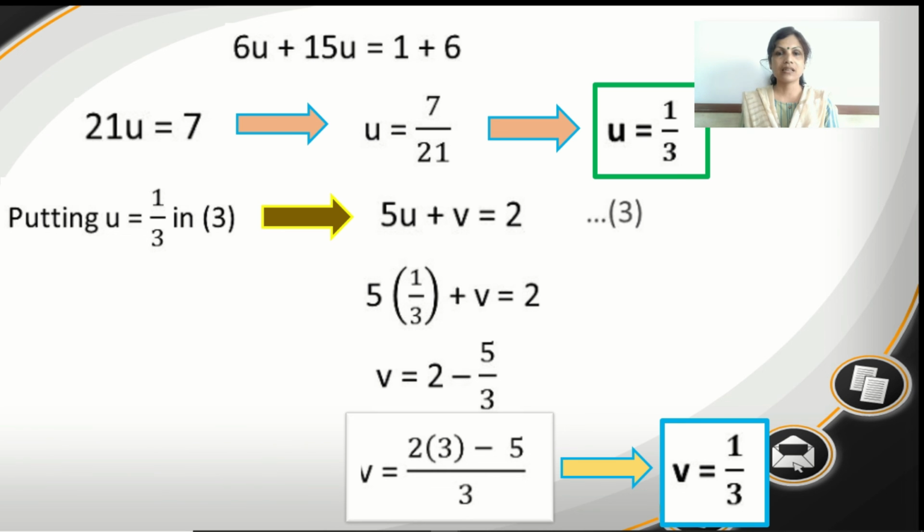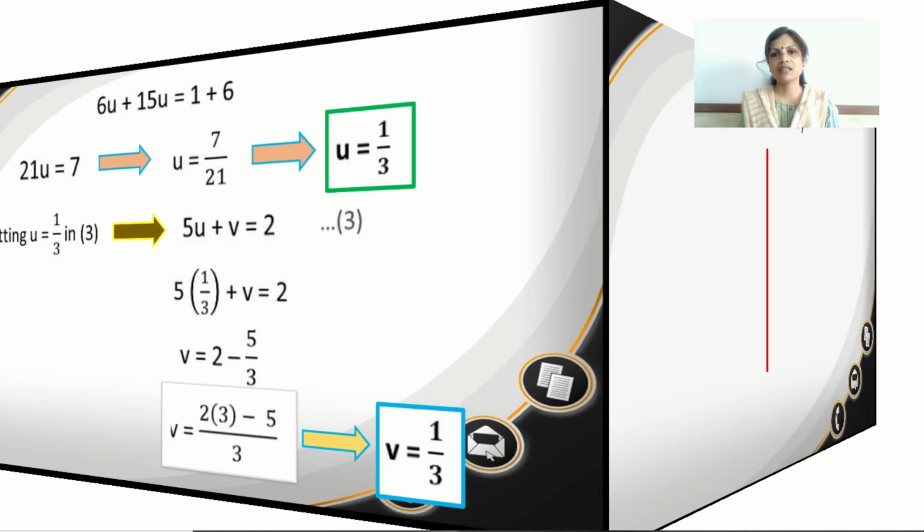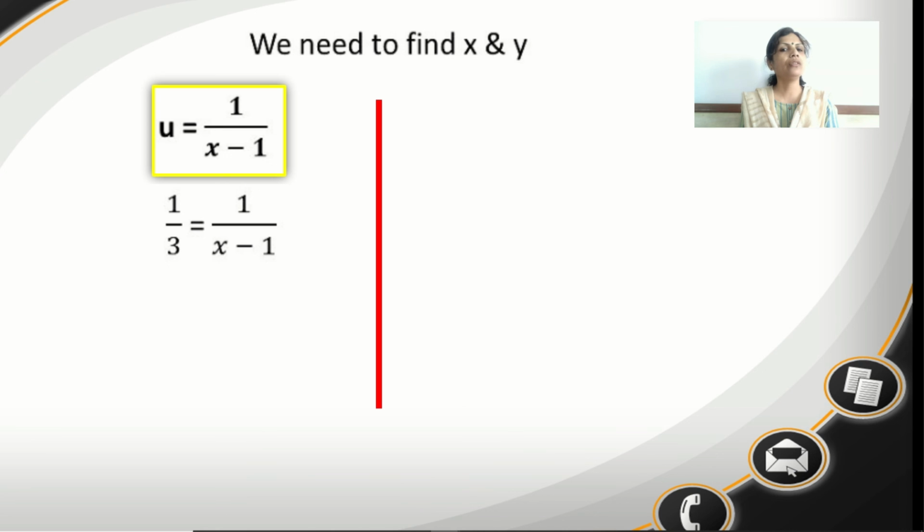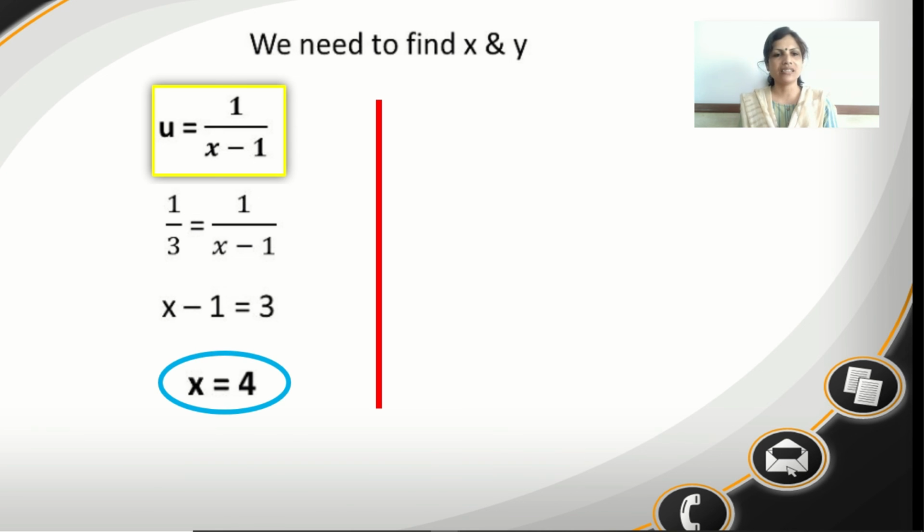Now what next? Next is very important step. That is putting the values of u and v into what we have taken for that, so that we can get the value of x and y. So we have taken u as 1 upon x minus 1, but we got the value of u as 1 upon 3. So we are writing 1 upon 3 is equal to 1 upon x minus 1. Let's reverse the ratios. So you get x minus 1 is equal to 3. So x is equal to 4 is our first answer.